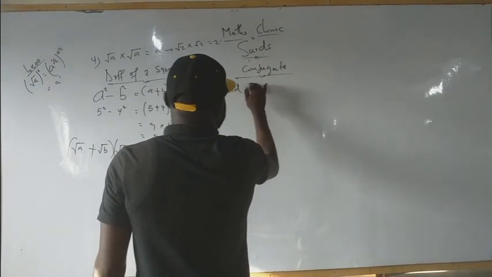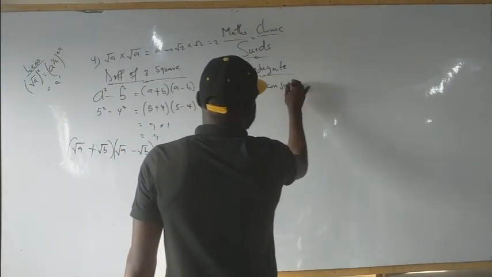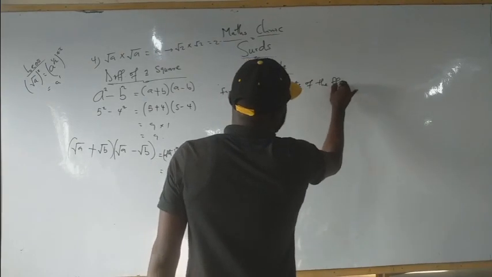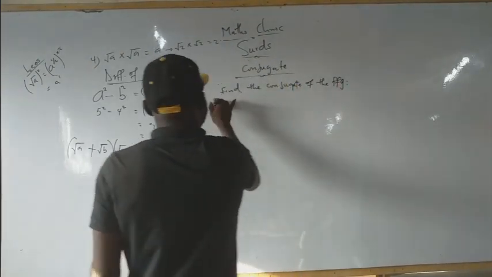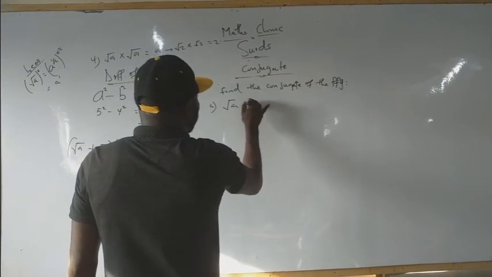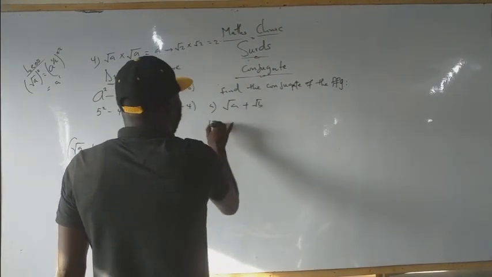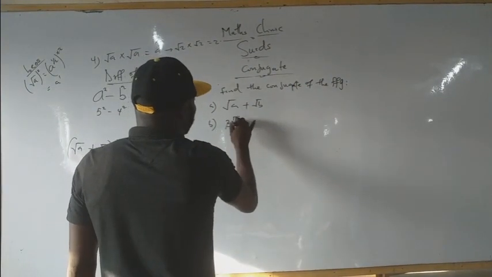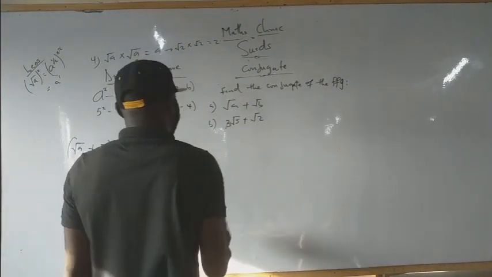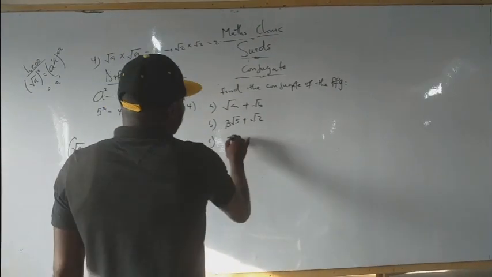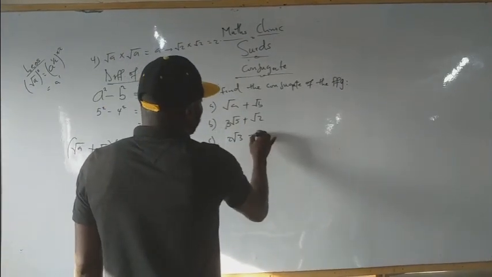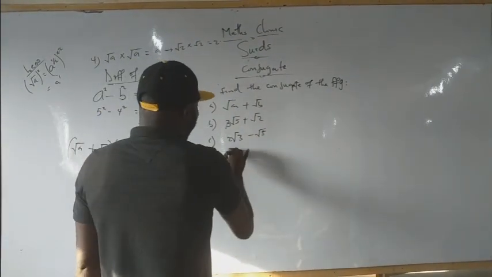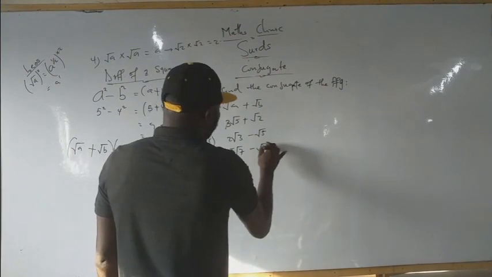Find the conjugate of the following. A, we have root A plus root B. B, we have 3 root 5 plus root 2. C, we have 2 root 3 minus root 5. D, we have 5 root 7 minus root 6.